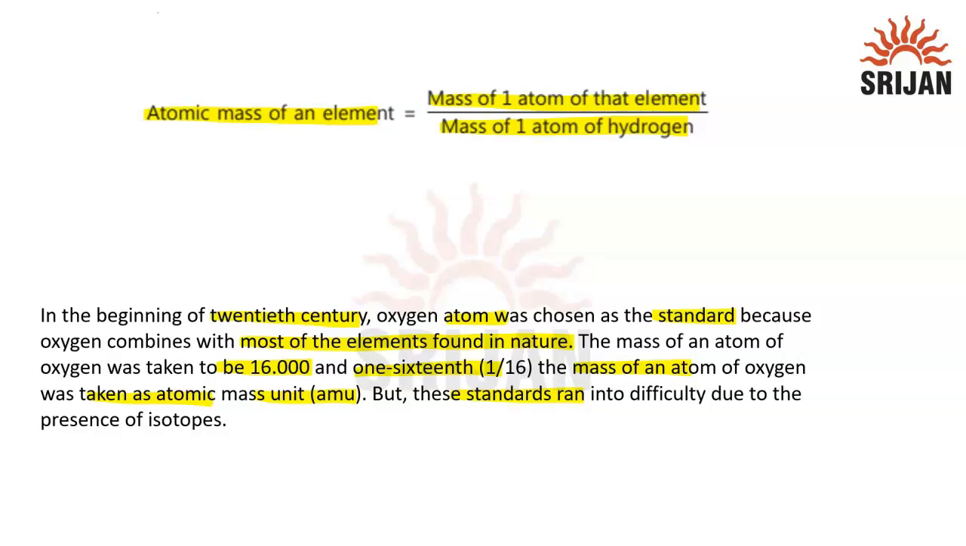But these standards ran into difficulty due to the presence of isotopes. So what do we mean by isotope? Isotopes basically exist when an element exists in multiple forms. Oxygen has the atomic mass 16, but there is another oxygen which exists whose atomic mass is 18. So there are two forms of oxygen present. They have the same atomic number, but the atomic mass is different. So one oxygen possesses 16 AMU atomic mass, whereas the other oxygen possesses 18 AMU mass. So this posed the problem.